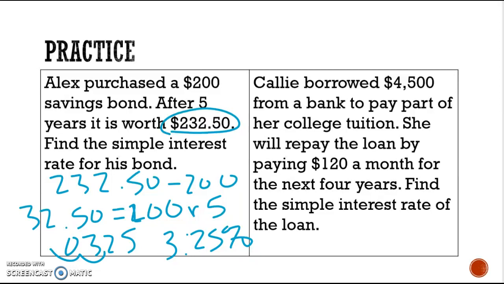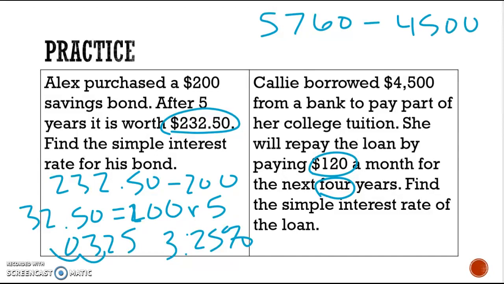Alright, Callie borrowed $4,500 from a bank to pay part of her college tuition. She will repay the loan by paying $120 a month for the next 4 years. Find the simple interest rate of the loan. So 4 years, there's 12 months in a year, so that is going to be 48 months. So 120 times 48 gives me an answer of $5,760. Okay, so when we subtract 4,500 from that, it's going to give us an answer of $1,260.